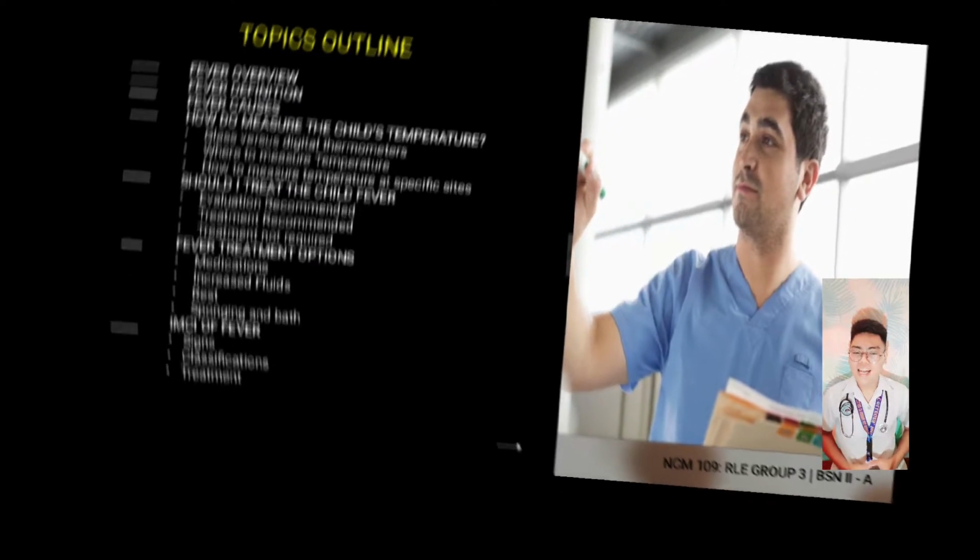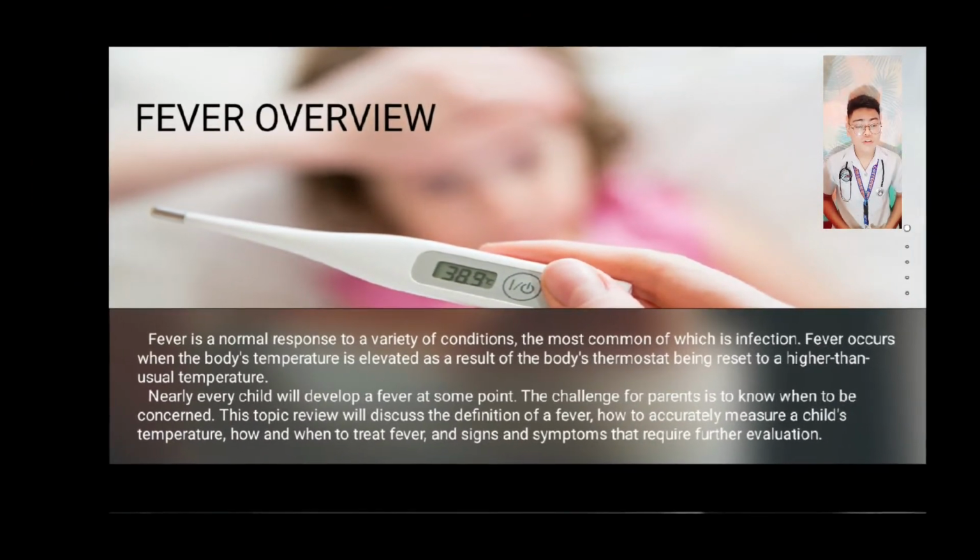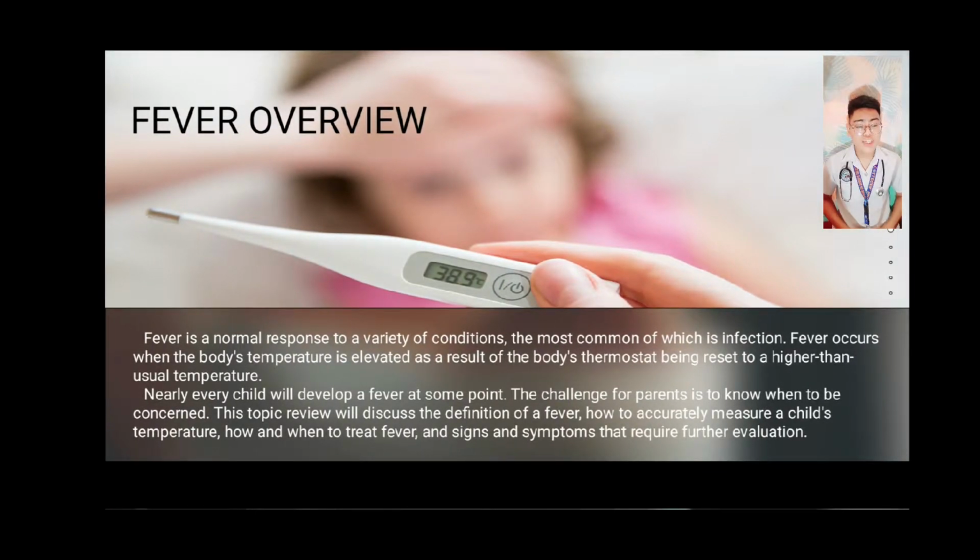So first, let's start with the fever overview. Fever is a normal response to a variety of conditions, the most common of which is infection. Fever occurs when the body's temperature is elevated as a result of the body's thermostat being reset to a higher than usual temperature. Nearly every child will develop a fever at some point. The challenge for parents is to know when to be concerned.